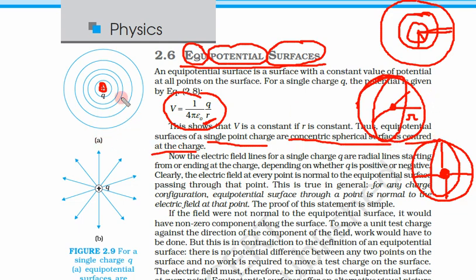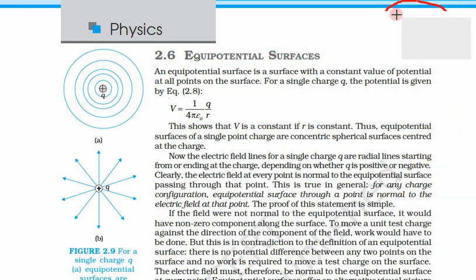Same thing I have told, that if we have to consider the equipotential surfaces for a point charge, then we will consider this as center and make concentric spheres. Concentric spheres are those spheres for which the center point is same. So this one is r1, r2, r3, r4, r5. For all these spheres, the potential will remain same because r is same for the whole sphere.